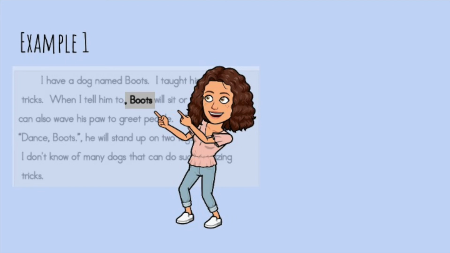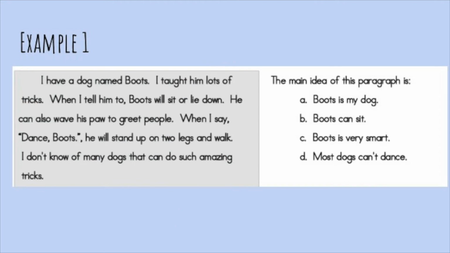Now, let's think about it. Who's the story about? That's right. The story is about Boots. It's not about a cat. It's not even about the narrator. It's about the dog named Boots. So we know automatically that the answer can't be the last one because it doesn't even mention Boots. Remember, the central idea has to include who or what the story is about. Now, let's work backwards to see if the remaining answers are either details about the story or summarize the whole story in one complete sentence.